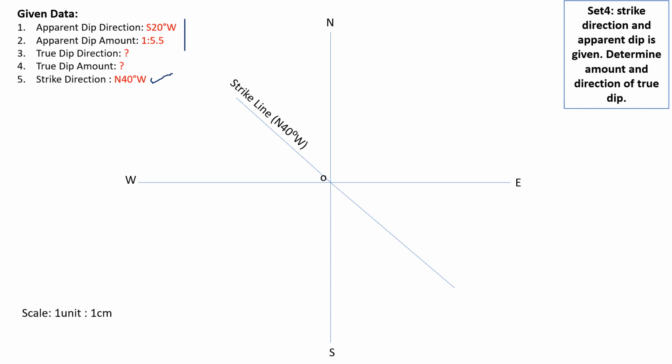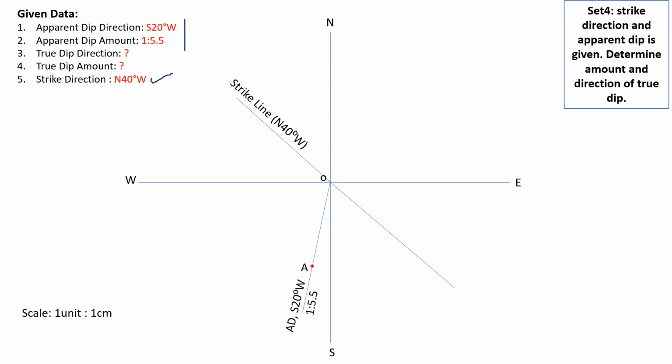Then we'll plot the apparent dip direction as well as amount, that is south 20 degrees west. I'll write down this apparent dip south 20 degrees west, mark the amount as 1 to 1.5, and name that point as point A. Now the data is over, but we have a strike line. Till now we were drawing a strike line at point A and transferring it to point O. Here I'll be doing it reversely. We already have a strike line at point O.